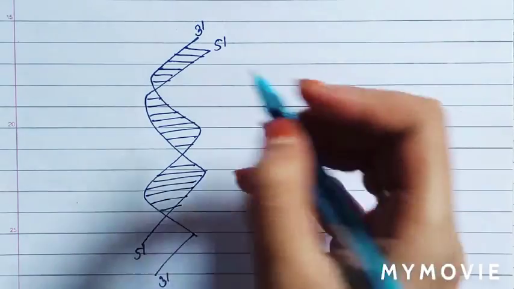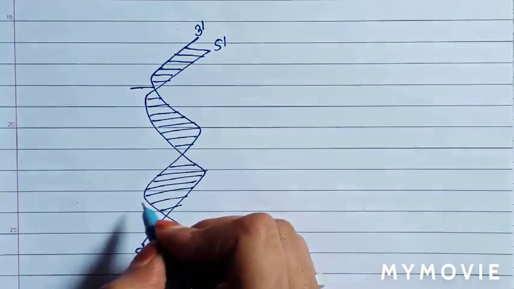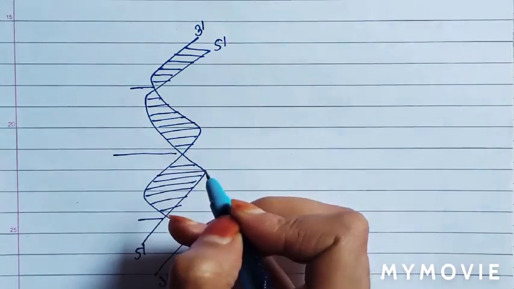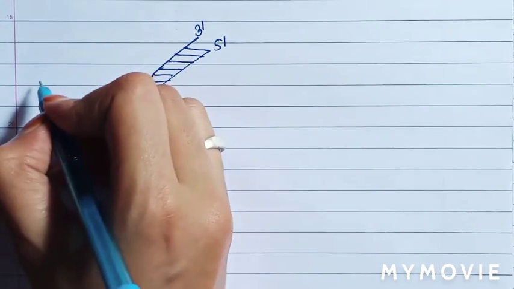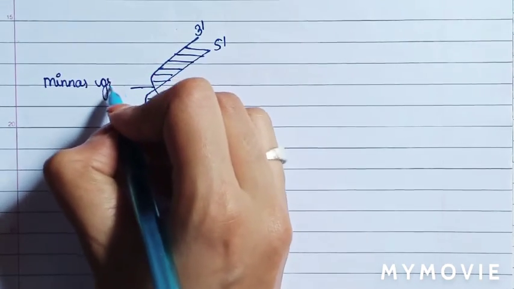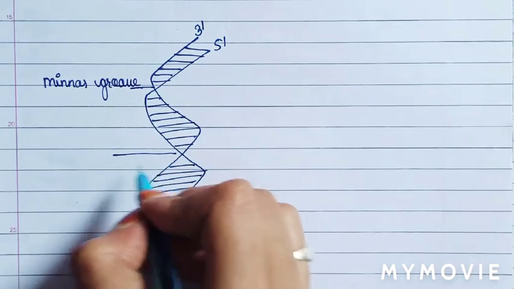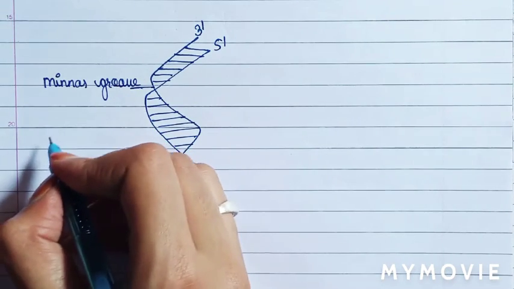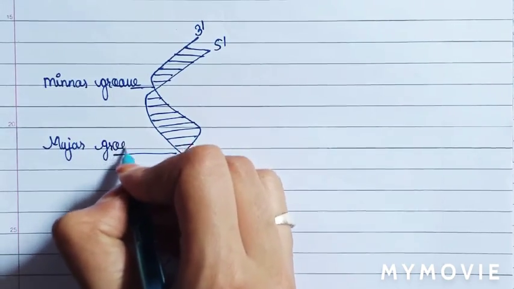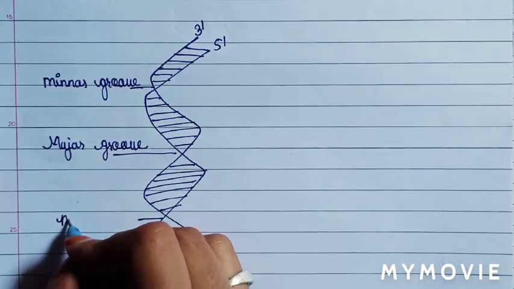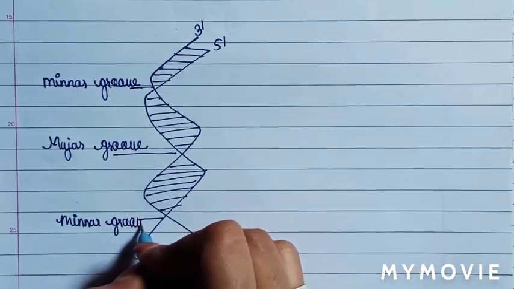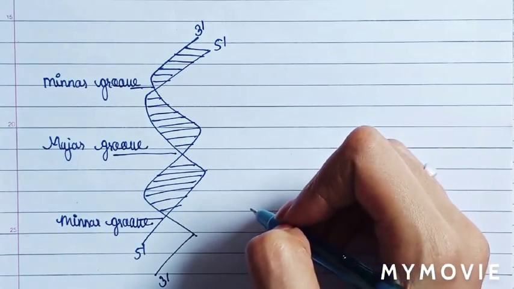Okay. Now here you can see a shallow region, and here also you can see a shallow region, and here you can see a deep region. So this shallow region is known as the minor groove. And here the deep region is known as the major groove. We will write here minor groove. So this is a double helical structure.